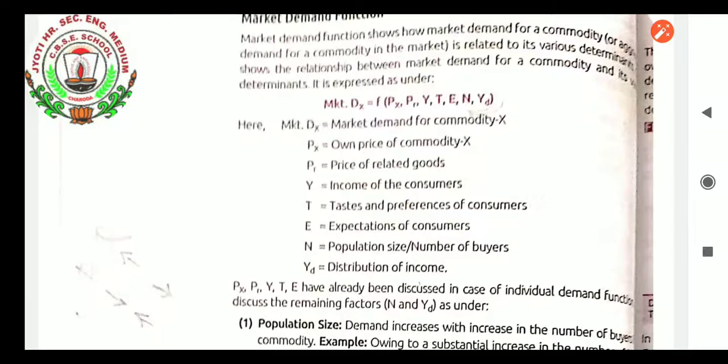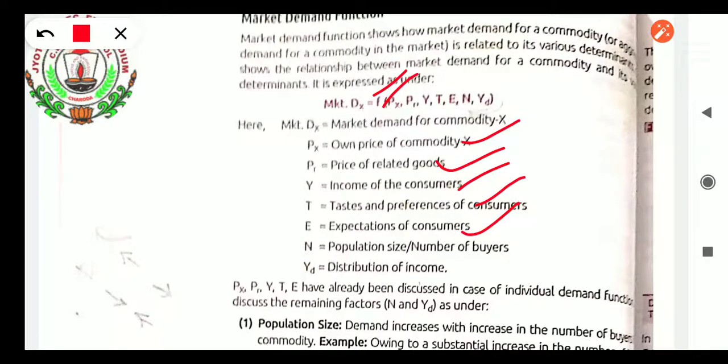When we learn market demand function, the factors are own price of the commodity, X, price of related goods, that is complementary and substitute goods, then income of the consumers, T is the taste and preference, E is the expectation, N is the number of population, number of buyers, YD equals distribution of income. So this way we will be getting this particular part, students. Let us proceed with the topic.